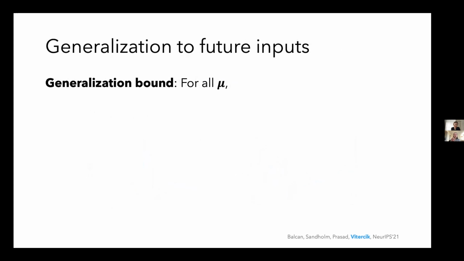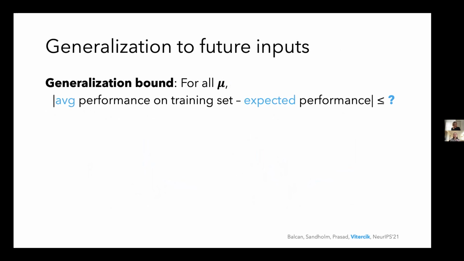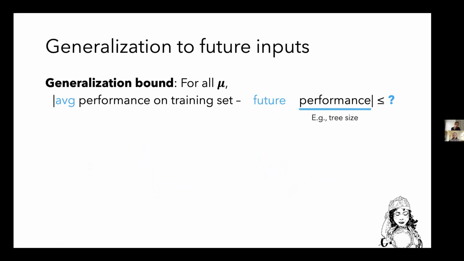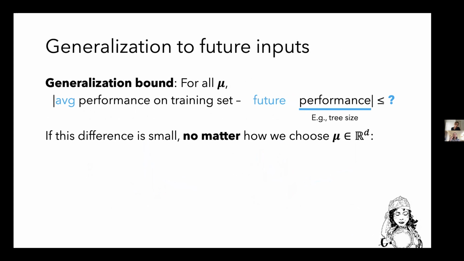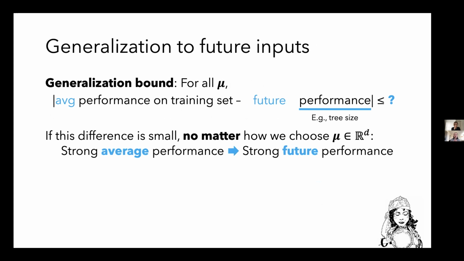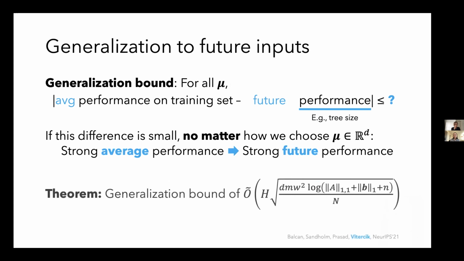But nonetheless, despite this sensitivity, we're still able to provide this generalization bound, which tells us, for any mu, the difference between that cut selection policy's average performance over the training set and its expected or future performance on our application domain. And again, performance you can think of as tree size. Just to drive this point home, so long as this difference is small, you can be guaranteed that no matter how you choose mu, good average empirical performance will be indicative of good future performance.